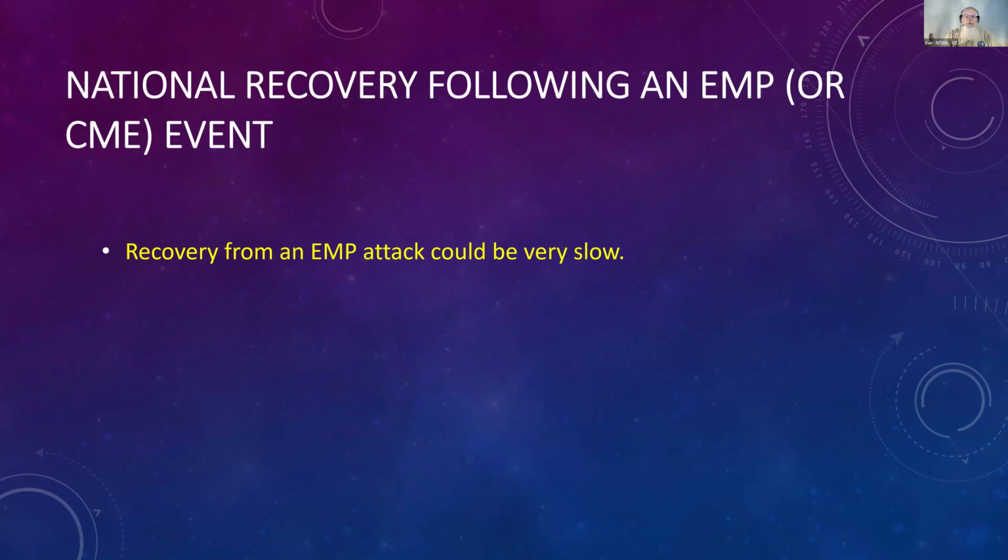So the national recovery following an EMP is going to be very slow. Why? Well, there's thousands of transformers in the power grid, with about 300 being hypercritical. Most of the critical ones have no spare or backup parts. They are not manufactured in the U.S., and some have an order wait time of 1 to 3 years.